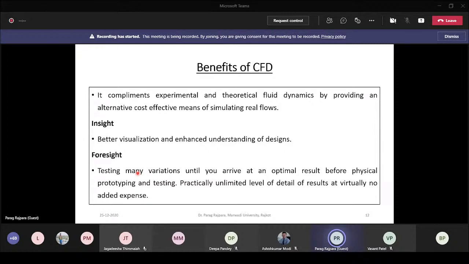Practically, CFD helps you find your optimum design without any added expenses. You can do an unlimited level of simulations, and you can get an unlimited level of detail in your results at virtually no added expenses. Fine. So these are some of the important points which highlight the benefits of CFD.